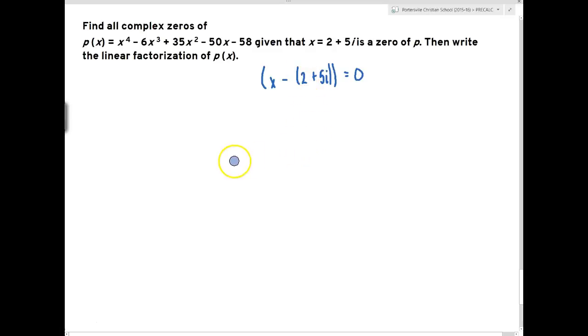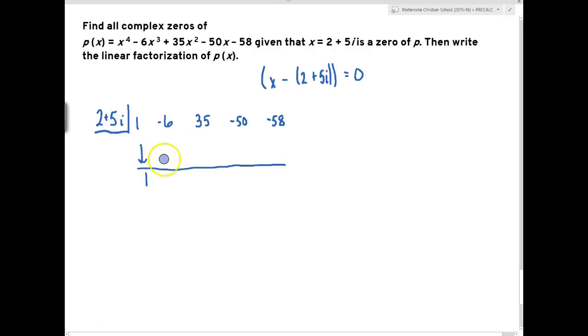So because of that, we're going to put 2 plus 5i in our watchtower up here, and just like before, we're going to put all of the coefficients in. So 1, negative 6, 35, negative 50, and negative 58. And we will put our fence up, bring down the 1, so 2 plus 5i times 1 is going to give me 2 plus 5i here. When I add a real number with a complex number, I'm adding the real part, so negative 6 plus that gives me negative 4 plus 5i. And then things start to get a little crazy.